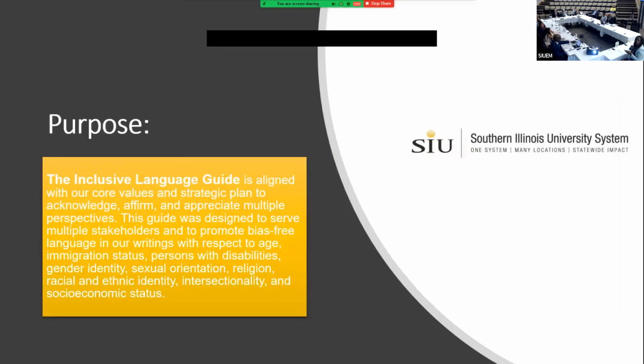One of the things I wanted to mention is that the guide is aligned with our core values to affirm and appreciate multiple perspectives. We wanted to make sure that we promote bias-free language in our written and verbal form. We also decided that we had specific variables that we wanted to address. These variables are aligned with what we do across the system, looking at age, persons with disabilities, intersectionality, and so forth.